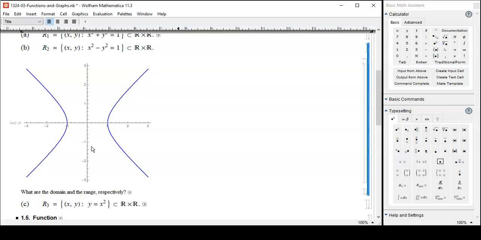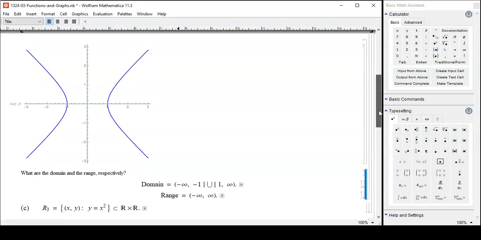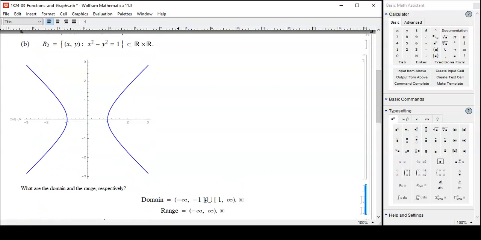How about the y-coordinate? The y-coordinate looks like everything is okay. Any y-coordinate value going up forever, going down forever, yeah. Indeed, we have these as domain and range. Negative infinity to -1 coming from this left-hand side curve piece, and then 1 to positive infinity coming from the right-hand side piece. And then between -1 and +1, I have nothing. Range, I don't have any gap.